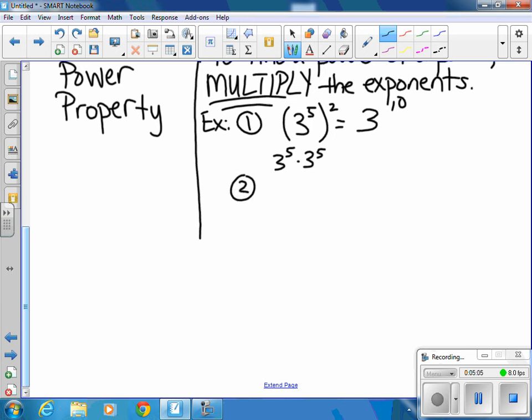For number 2, if I have y to the 4th power raised to the 9th power, okay, we're going to simply take and multiply our powers together. So this becomes y to the 36th power.